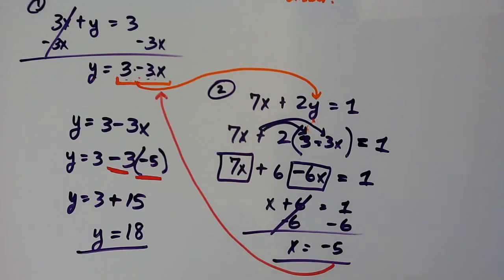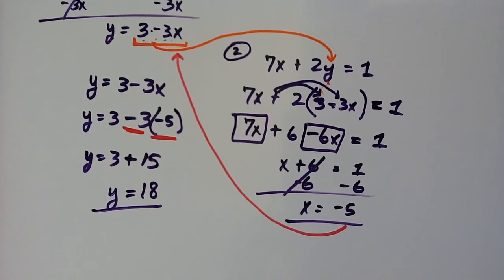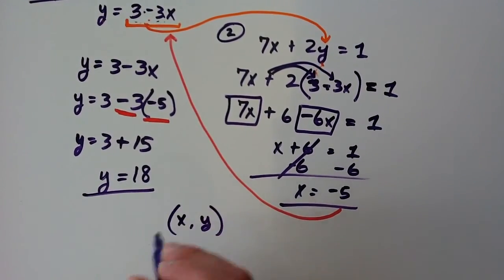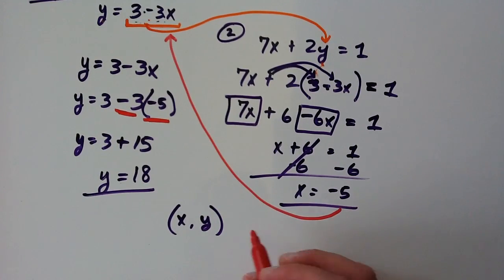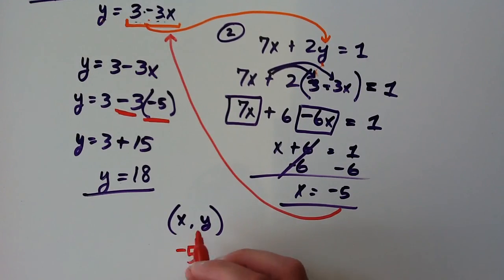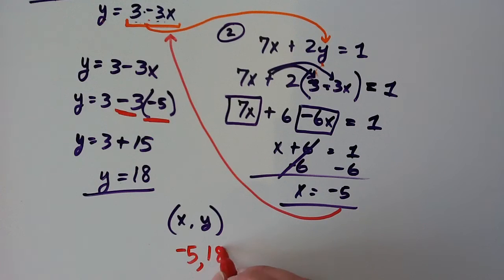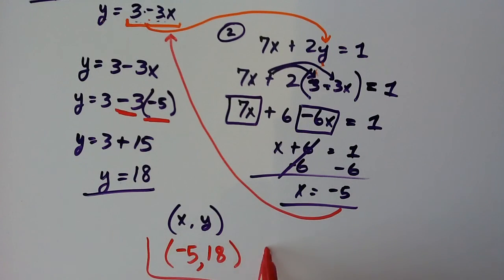Now I write my solution as an ordered pair. I have an x value and a y value in the ordered pair. So what is my x value? We found that x is -5, so I put that first, then a comma. What's my y value? My y value is 18, so I put that second. And of course, ordered pairs are always put in parentheses. This right here is the solution, (-5, 18).